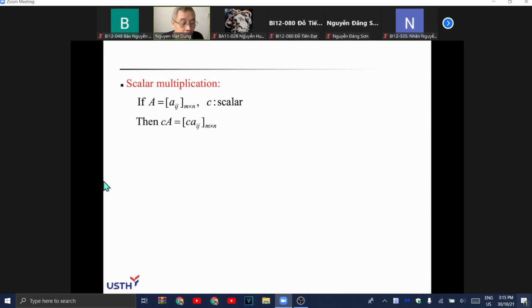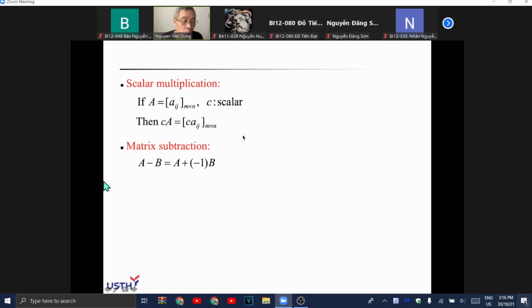Now the next operation is named scalar multiplication. Scalar, why scalar? Because here we have a number C. C is a scalar. Suppose that A equals a matrix of any size m by n. Then scalar multiplication CA is a new matrix of the same size, like here. The entry is obtained from the entry of A by multiplying by the number C.